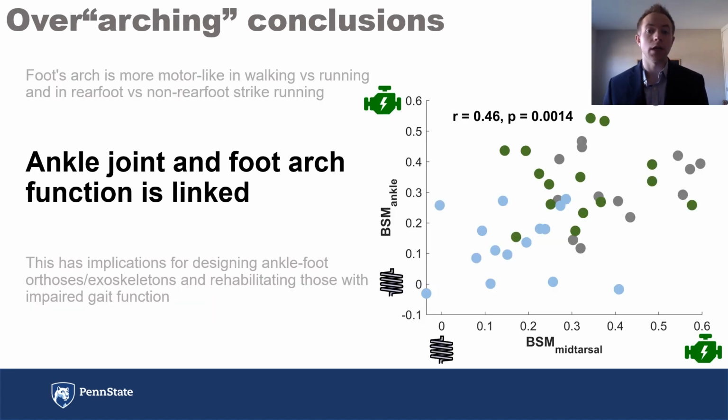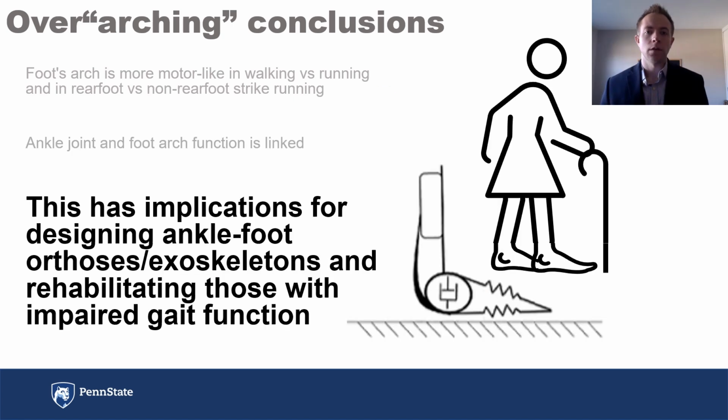Additionally, structural connections across the ankle and the mid-tarsal joint are well documented. However, here I provide evidence that there's also a functional connection between these 2 joints. This connection has implications for the design of ankle-foot orthoses or exoskeletons, which aim to mimic the biological function of these joints, and may help with rehabilitating those with impaired gait function, and that the function of the foot's arch may be a target for rehabilitative efforts which have classically focused on just the ankle joint.